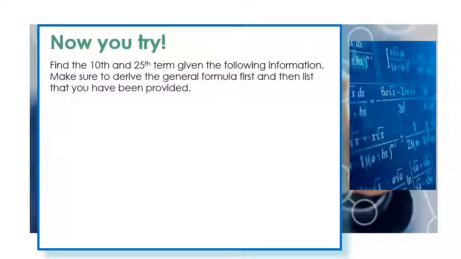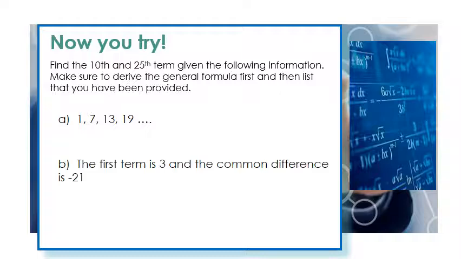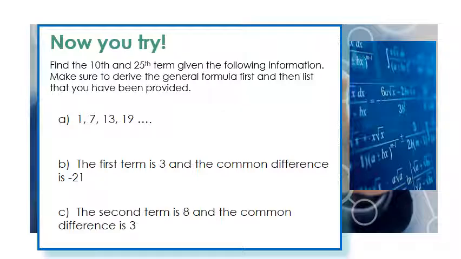Okay, now it's your time to try to find the 10th and the 25th term of the sequence given the following information. Make sure to derive the general formula first and then list down the sequence. So first, you have sequence 1, 7, 13, and 19. We have the second given: the first term is 3 and the common difference is negative 21. And letter C is the second term is 8 and the common difference is 3. So try it on your own and apply the concept of arithmetic sequence.